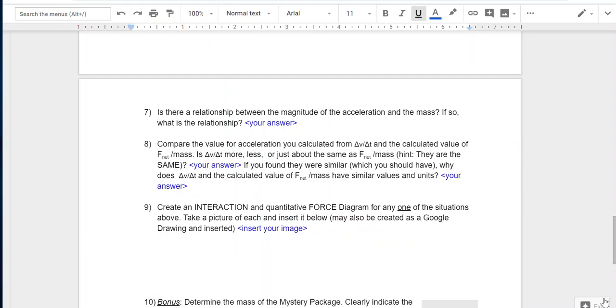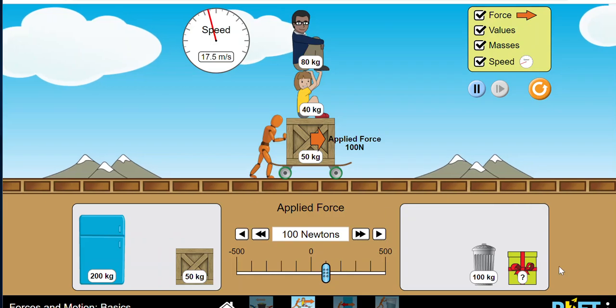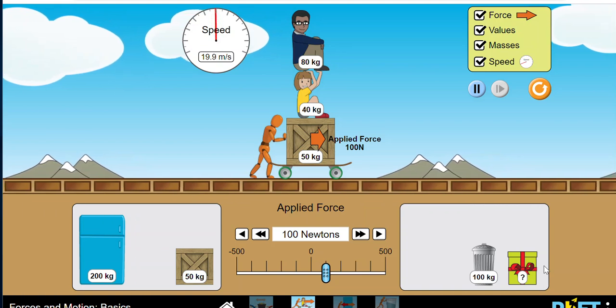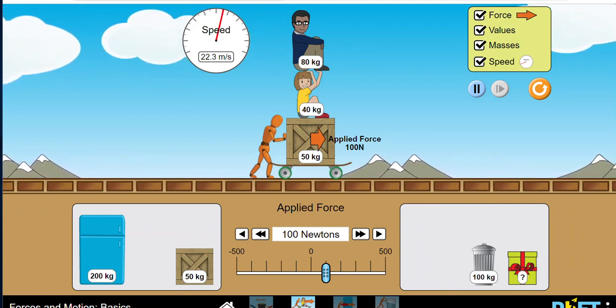And then the last one, this bonus. One of the items here has a question mark. We don't know what the mass is, but write up a way that you could figure that out and what the mass is that you figured out from your experiment. It's that little box here. We don't know what its mass is, but figure out a way of determining that. That'll be a little bit of a bonus. Good luck with this.